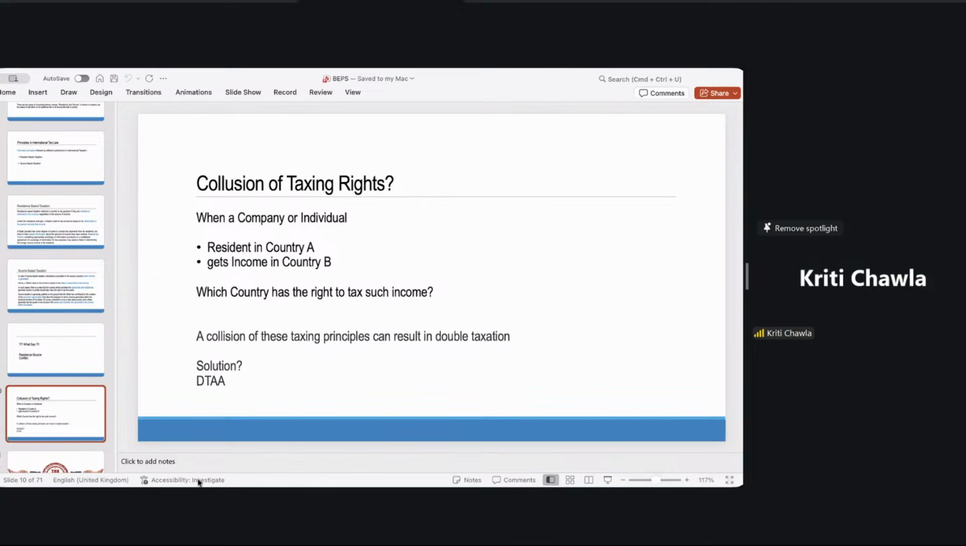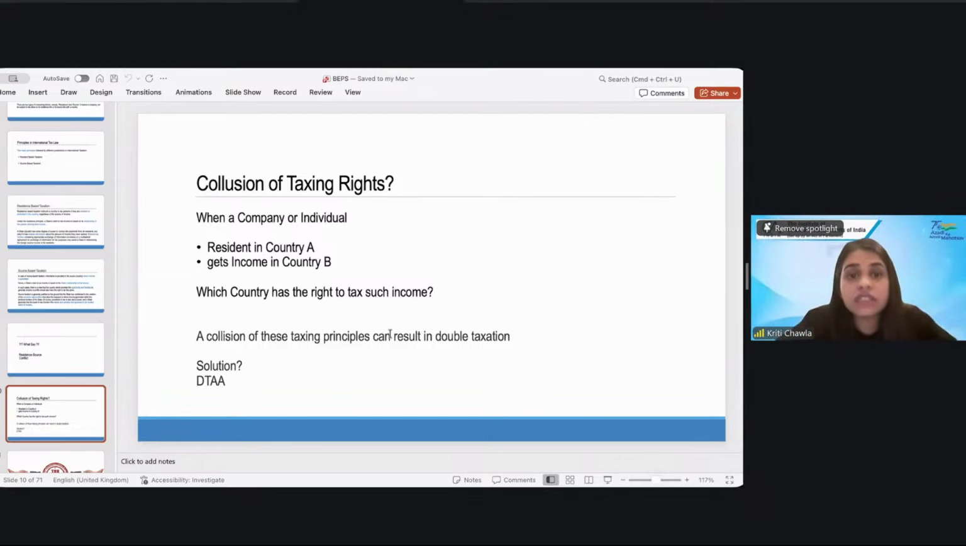Well, this is where you could say that it is going to be country A that is taxing this particular income. Why? Because there is something called residence-based taxation in play. But at the same time, you could also say that country B can tax this particular income because there is something called source-based taxation in play. This is where there could be a collision of taxing rights or a collision of taxing principles.